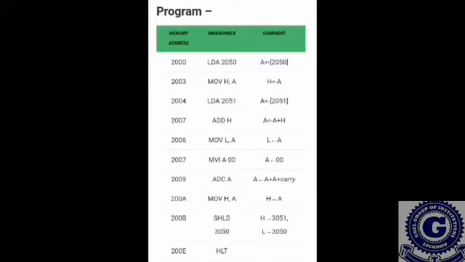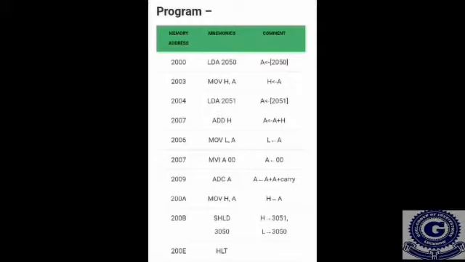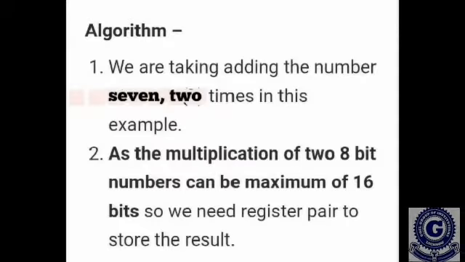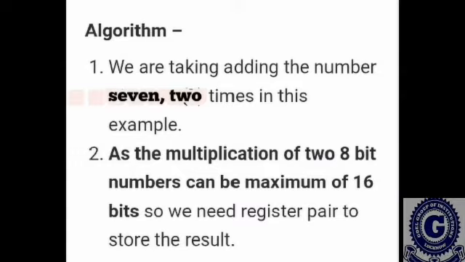Then we will enter the input numbers 07 and 02 at locations 2050 and 2051, and the resultant output of 7 multiplied by 2 is 14, which in hexadecimal is 0E, and it will be displayed at 3050 and 3051. In the algorithm, we will write two things: first, adding the number 7 two times, and second, that multiplying two 8-bit numbers will give us a 16-bit number. So to store the result, we will take a pair of registers.